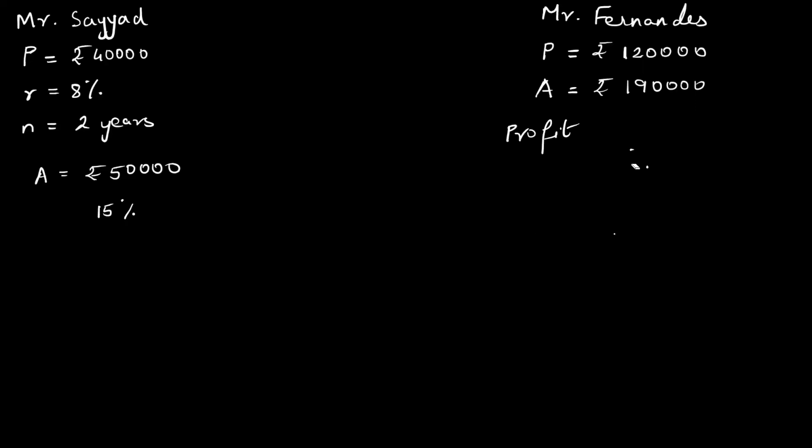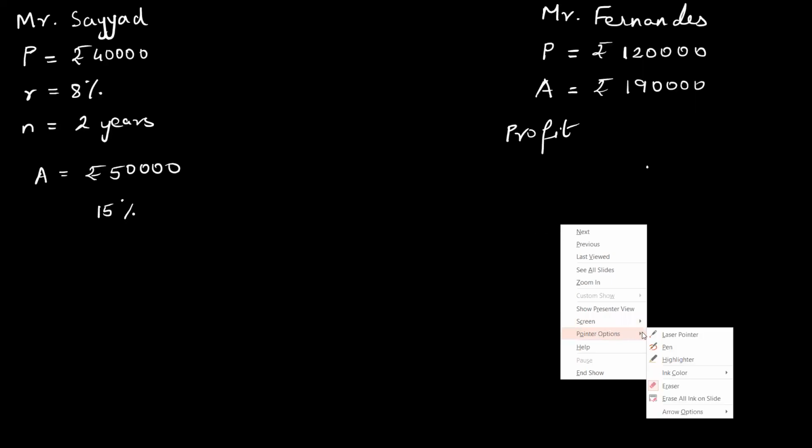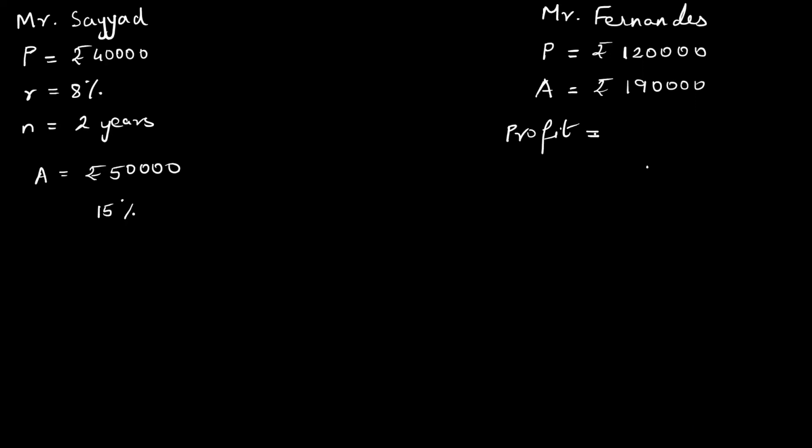Interest or profit is how much extra income you earn. How much money did Mr. Fernandez put in? 1,20,000. And how much did he get back? 1,92,000. Is it 92 or 90,000? 92,000. Do you agree he's earned something extra? Yes, sir. And that we'll get by subtracting A minus P.